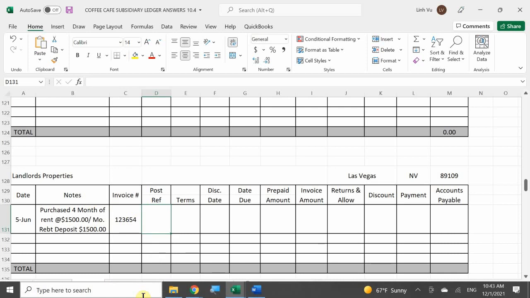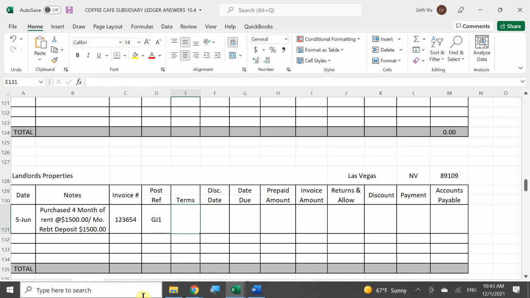In this case, this post reference right here is also going to be the one that you locate this transaction in your general journal, not your general ledger, general journal. So in this case, general journal number 1 is when this transaction has occurred.